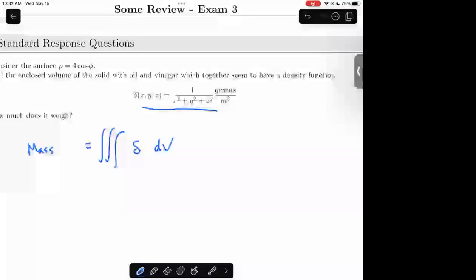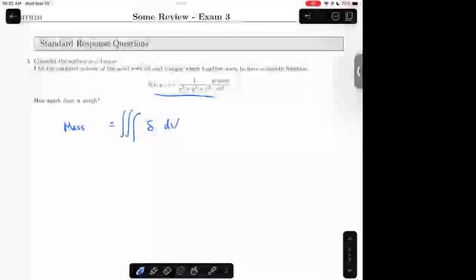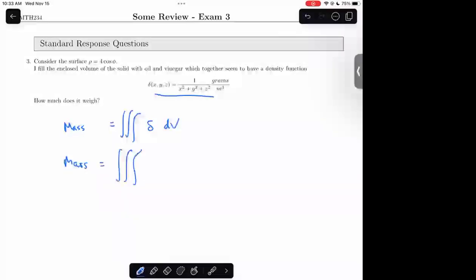We also saw situations, and in fact my next problem here for us is the same sort of question, but now in a 2-dimensional setup, right? We have a thin plate, a lamina, and we're interested in finding the mass of a 2-variable density function. So we have seen this situation for both 2 variables and 3 variables. So in my case, in order to get the total mass of this oil and vinegar combination, we want to do a triple integral of my density function.